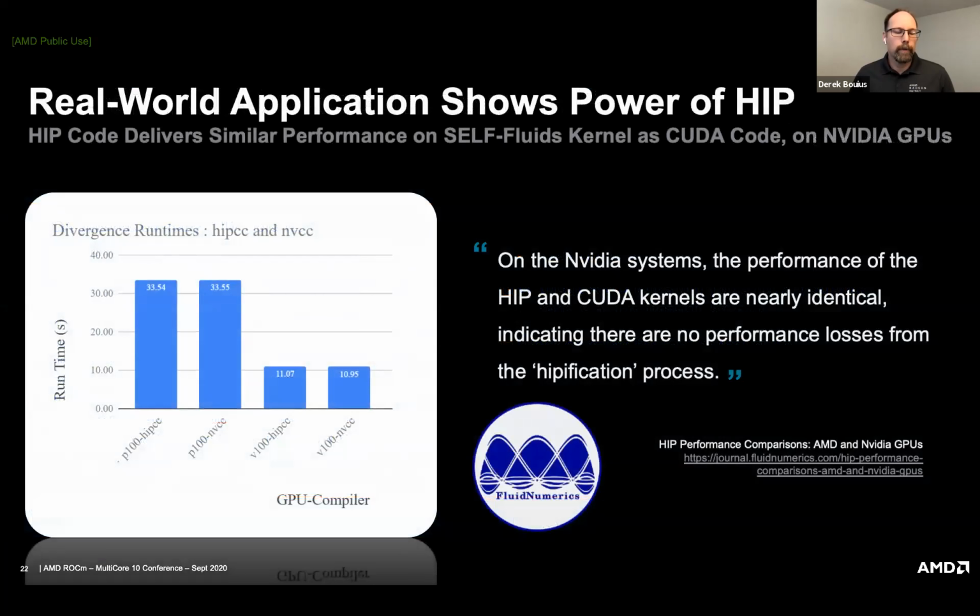And so usually the next question is, well, is there an overhead? And this is actually a great blog article by Fluid Numerics, who published some work that they did with their self-fluids workload, and on their kernel that they show, they take the same code, they Hipify it, and then they run it again on the same NVIDIA hardware. And so this shows that there's really no performance degradation on NVIDIA hardware. And so that's a great thing. So there's really no loss in value in going this methodology.